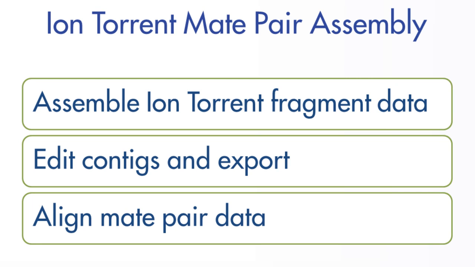DNASTAR software now supports the assembly and analysis of Ion Torrent mate pair data. The use of mate pair data helps scaffold contigs more quickly and easily than a laborious manual scaffolding process. We will take a multi-step approach with this data by first assembling the Ion Torrent fragment data, next exporting the contigs, and finally aligning the Ion Torrent mate pair data.